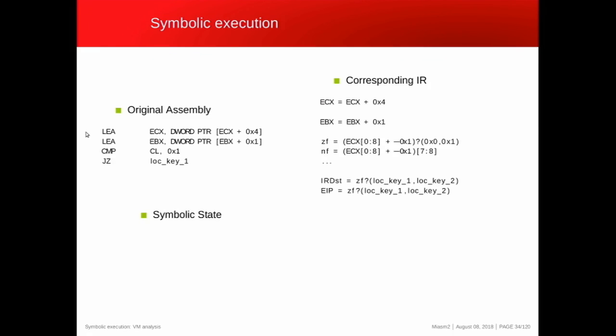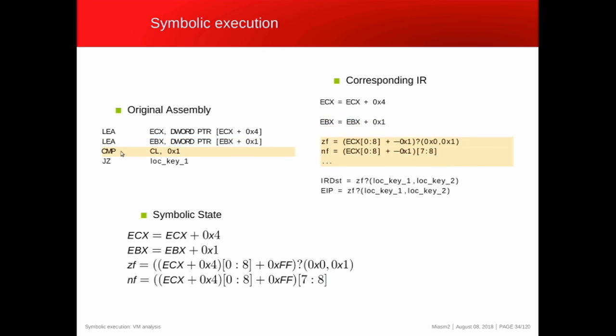So if you have this native code and you try to do a symbolic execution, here is the result of the first line. You have ECX, which is the result, shown like this: ECX plus 4. If you do the second line, you have EBX equal EBX plus 1. And if you do the comparison between CL and 1, here are the flags given by the symbolic execution. You can see here that the zero flag depends only on the ECX value and a complicated equation.